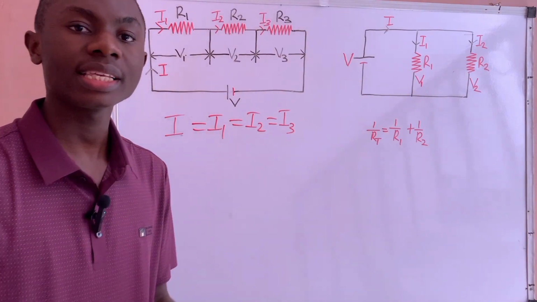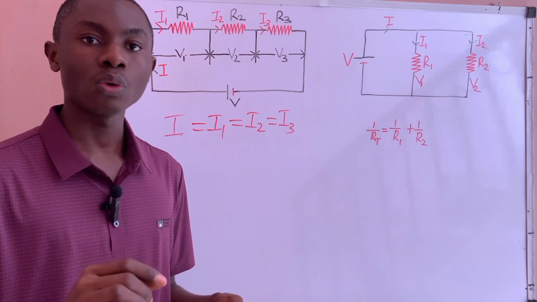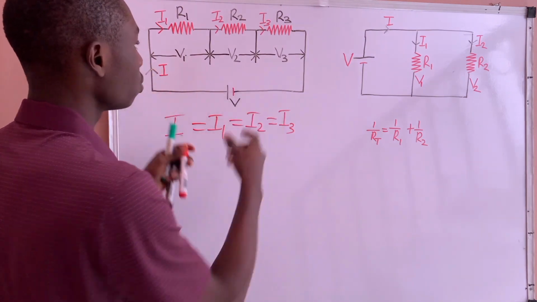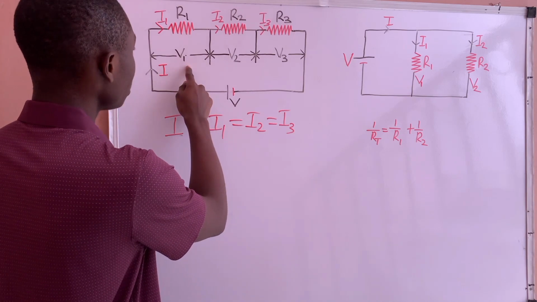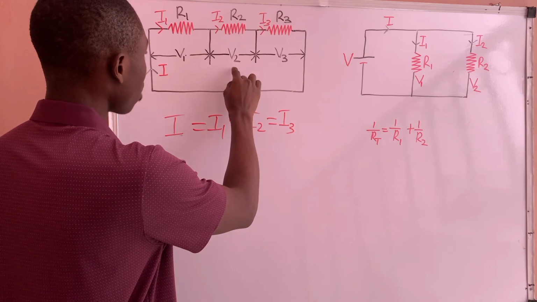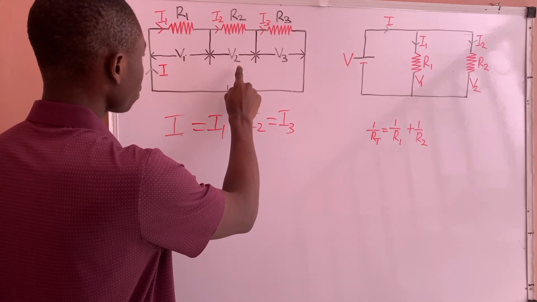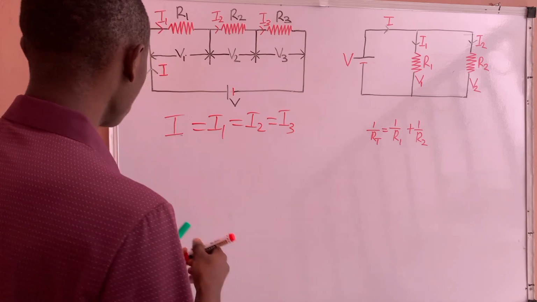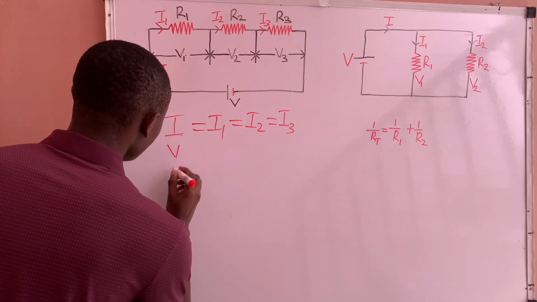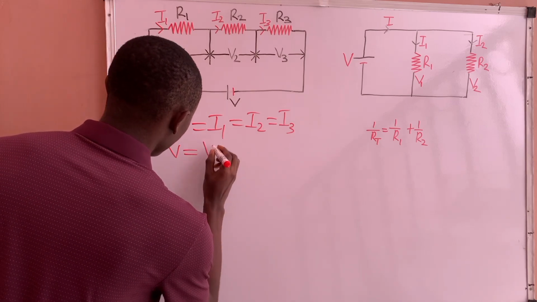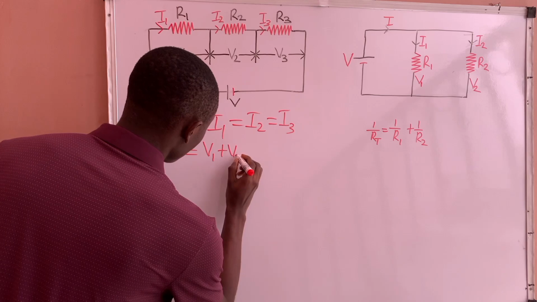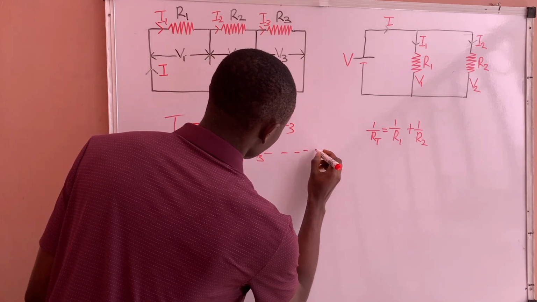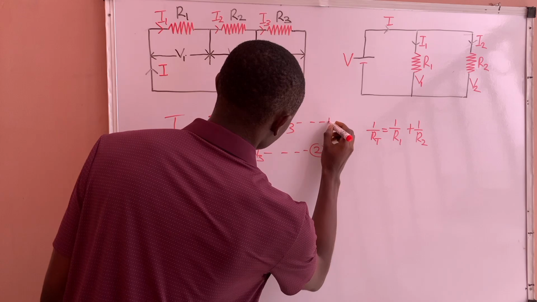Also, we know that in a series circuit, voltage differs. The supply voltage differs in the circuit. The voltage that drops across R1 is different from the voltage that drops across R2, and the voltage that drops across R2 is different from that which drops across R3. So with that, I can write that V is equal to V1 plus V2 plus V3. I can call this equation 2, and I can call the current equation 1.